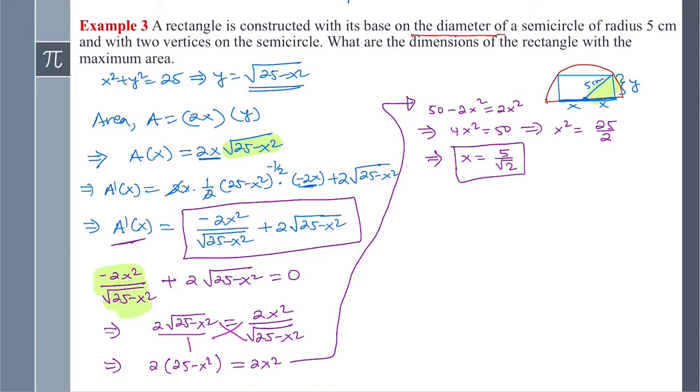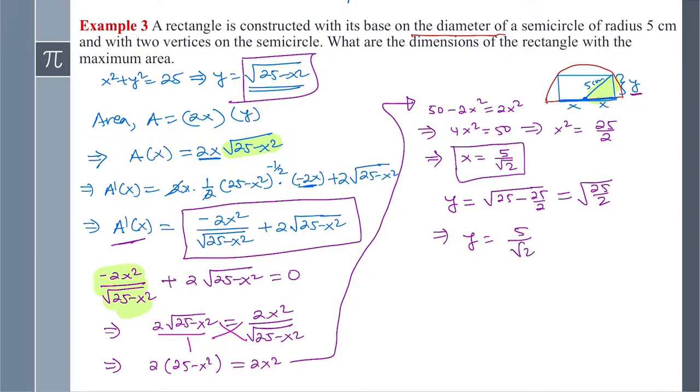So now let's go ahead and find the height of the rectangle, which is y equals, so we can just put it right here in this equation, okay? So y equals the square root of 25 minus x squared. So x squared is 25 over 2. If you simplify this, you get 50 minus 25, which is 25 over 2, and then the square root. So that gives us y equals 5 over square root of 2.